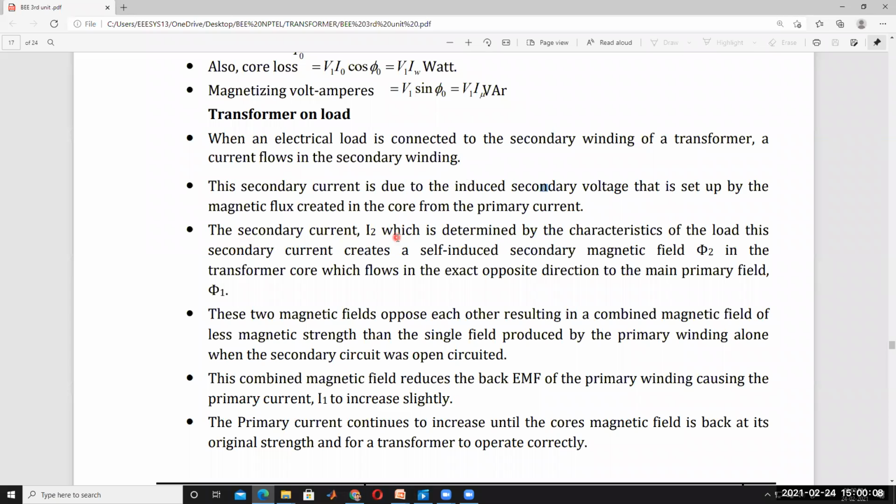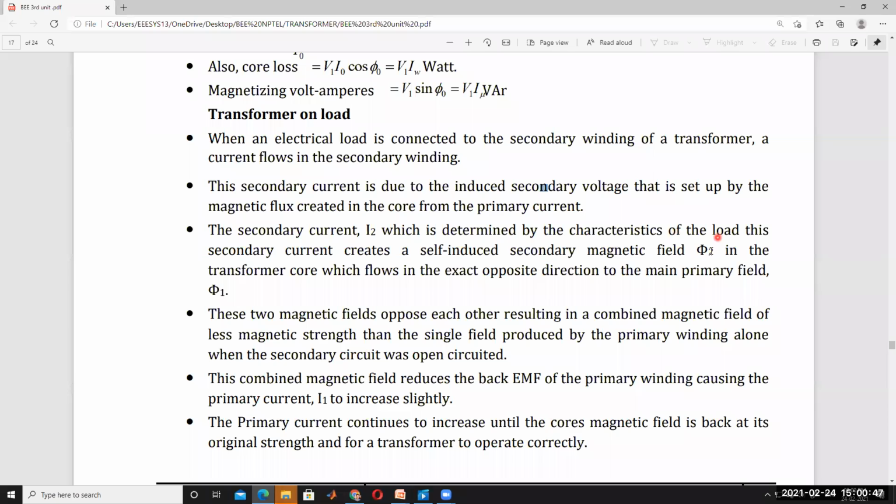The secondary current I2, which is determined by the characteristics of the load, creates a self-induced EMF and a self-induced secondary magnetic flux φ2 in the transformer core, which flows in the exact opposite direction to the main primary flux φ1. Understood? I already explained: flux φ1 is because of the primary side, and flux φ2 is because of the load. Flux φ1 is because of primary current I1, and flux φ2 is because of secondary current I2. These two are exactly opposite each other.